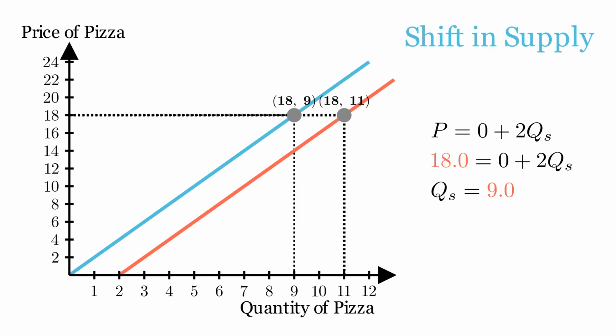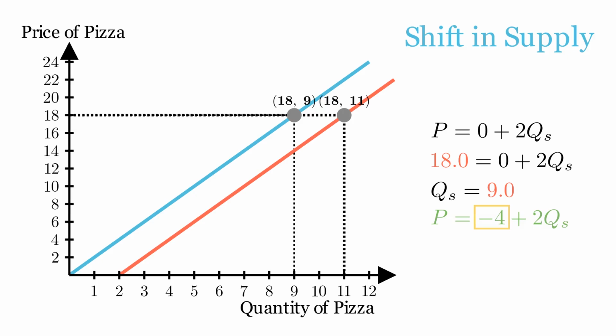Notice that the price remains unchanged at 18, but supply increases. This is called an increase in supply. The original supply equation also changes to P is equal to minus 4 plus 2Qs because we now have a completely new supply curve with a new intercept. Initially, the intercept was 0, but after the increase in supply, the intercept changes to minus 4.